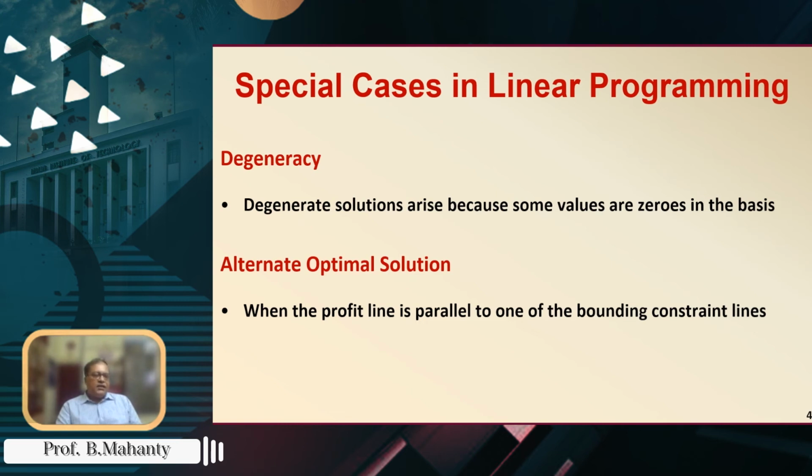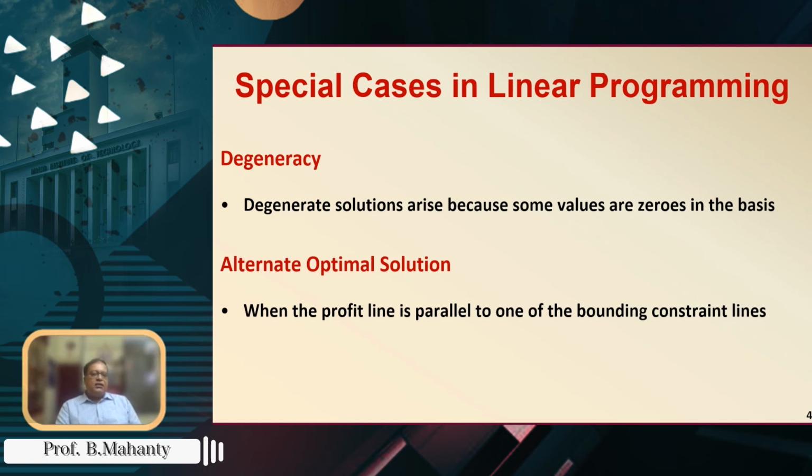The first case is degeneracy. Degeneracy occurs when there is a tie in the leaving variable, although degeneracy means a zero value in the basis. It happens when more than two constraint lines go through the same point, so that more than one basic feasible solution merge, usually three or six. When three constraint lines go through the same point, six basic feasible solutions merge. When that happens, we have a zero value in the basis, and in a simplex table, it is known by a tie in the leaving variable.